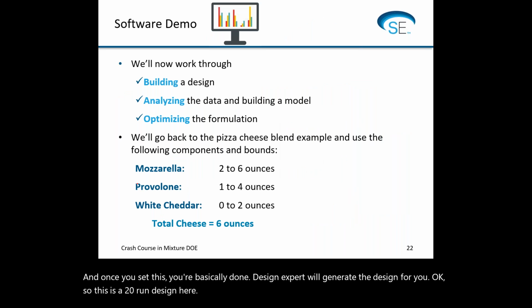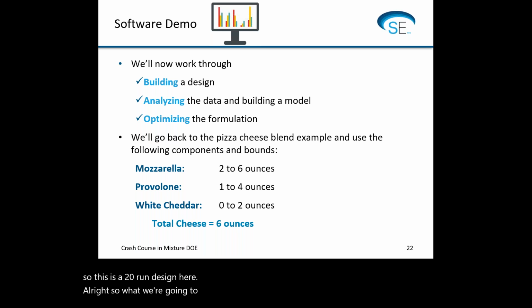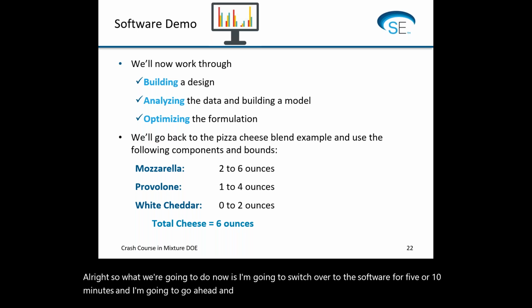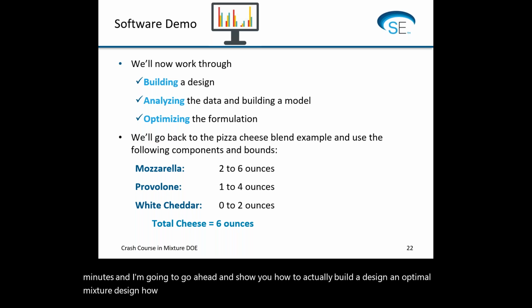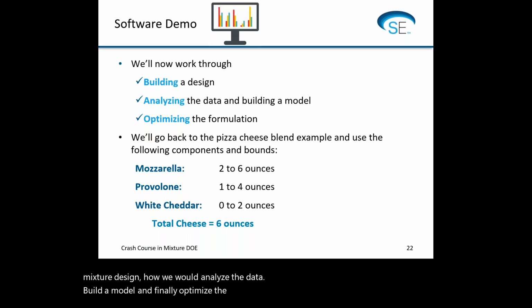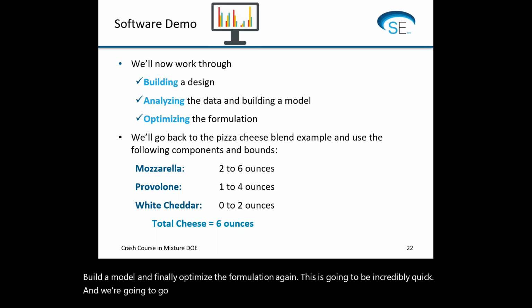All right, so what we're going to do now is I'm going to switch over to the software for 5 or 10 minutes, and I'm going to go ahead and show you how to actually build an optimal mixture design, how we would analyze the data and build a model, and finally optimize the formulation. Again, this is going to be incredibly quick, and we're going to go back to the pizza cheese blend example and use the following components and bounds.